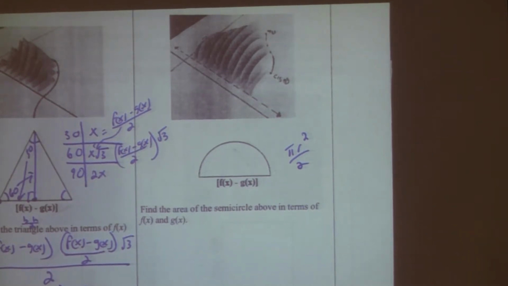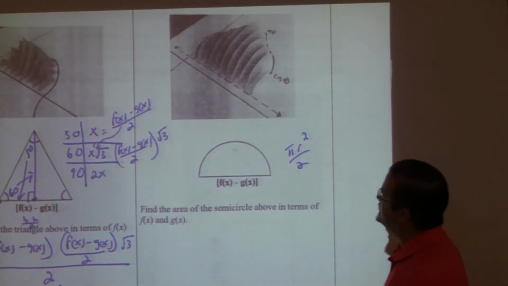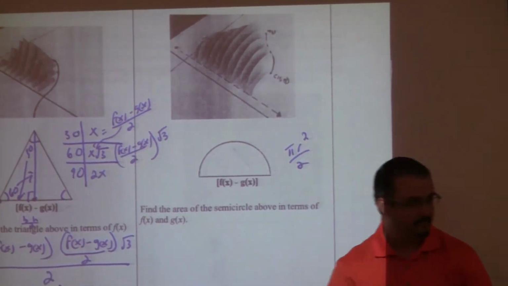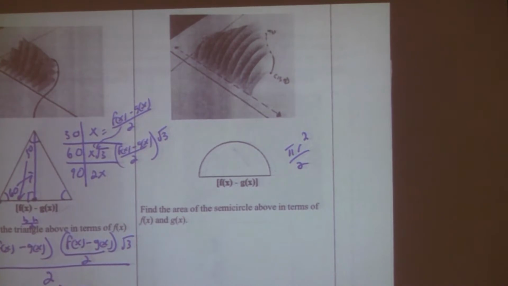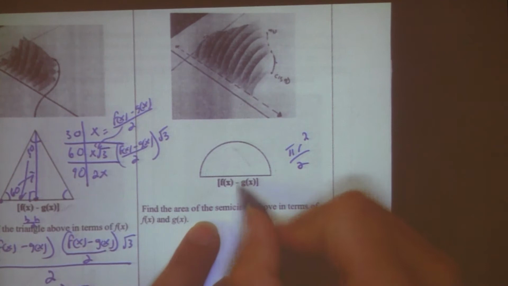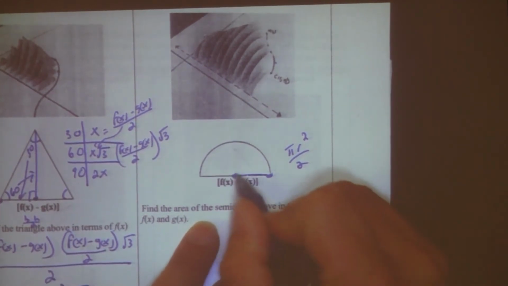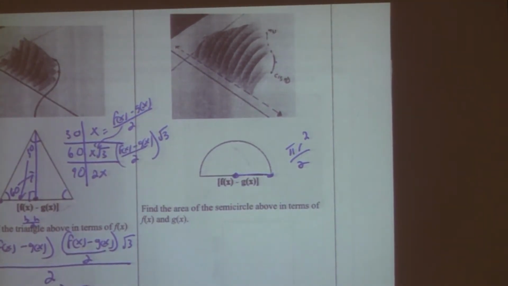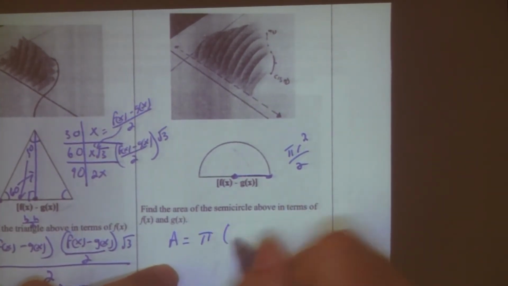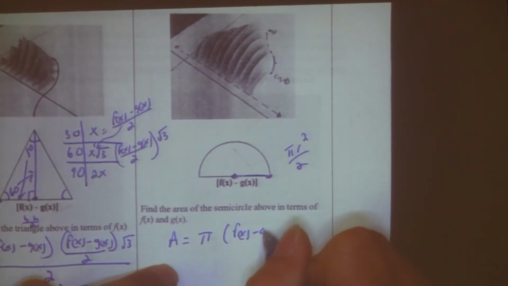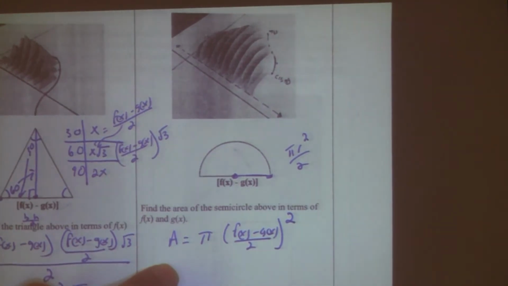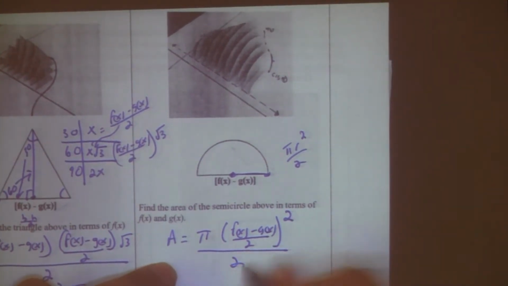Okay, so what's going to be the radius if I have a semicircle from one part of the curve to the other? Half of that top minus bottom, right? Yes. Okay, so radius is this divided by 2, because it's from here to here only. Yeah? So let's write the formula. So it's going to be pi times the radius, which is going to be f of x minus g of x divided by 2 squared, right? And then all of that divided by 2.